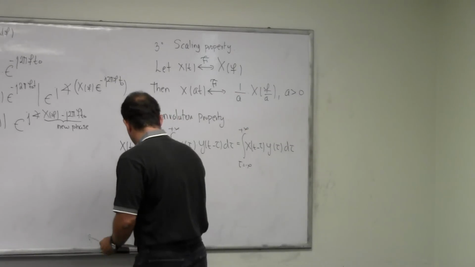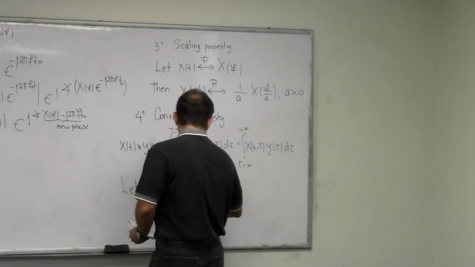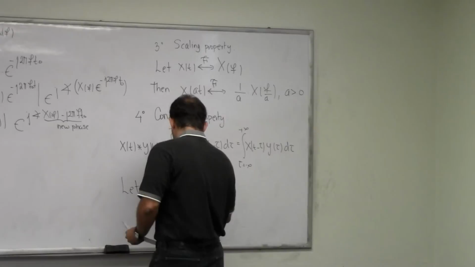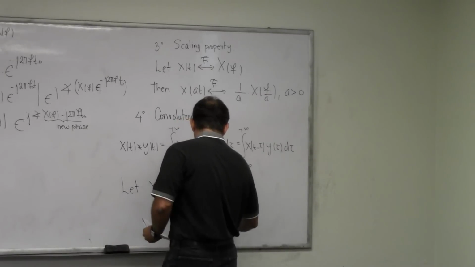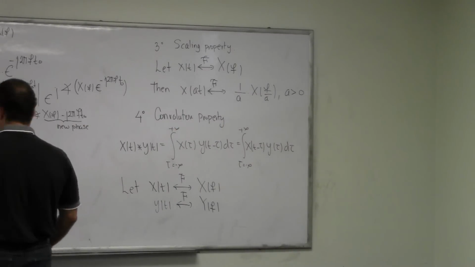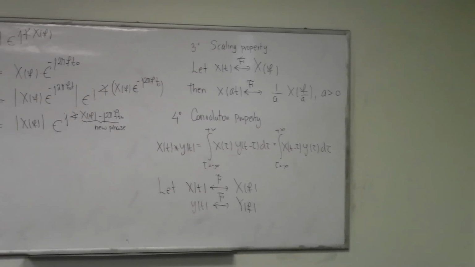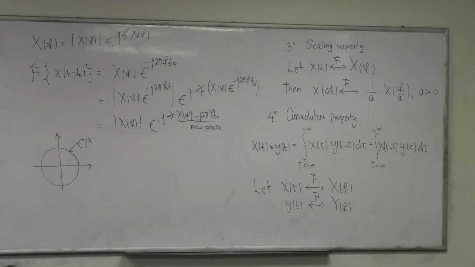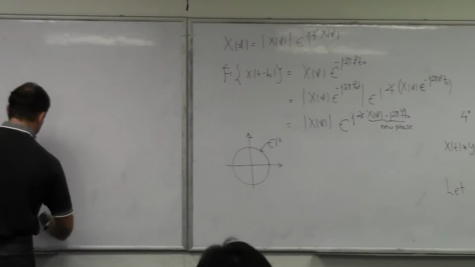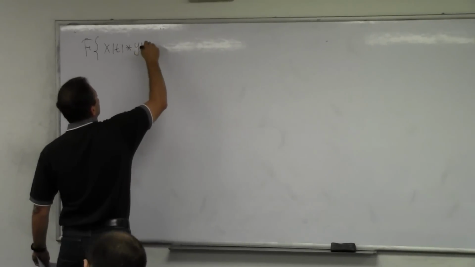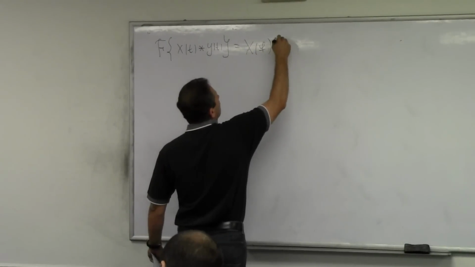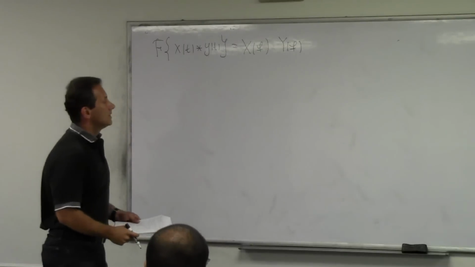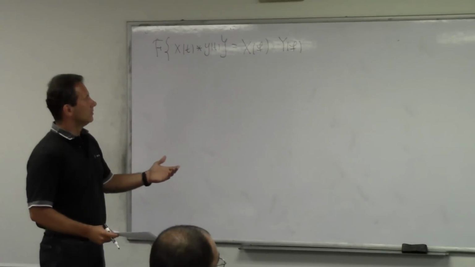Now let x of t have a Fourier transform X of f, and let y of t have a Fourier transform Y of f. Then the Fourier transform of x of t convolved with y of t is equal to X of f multiplied with Y of f. Okay, so that's the beauty of this property here.